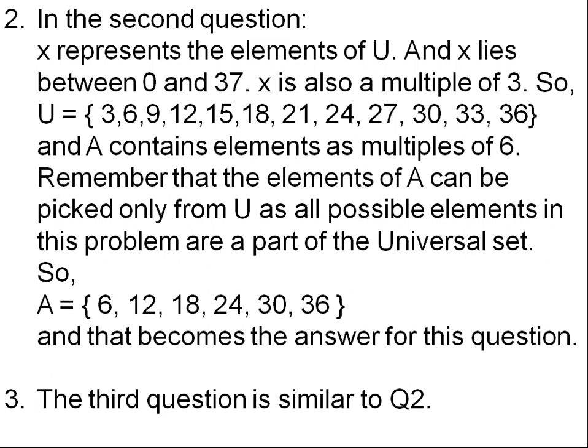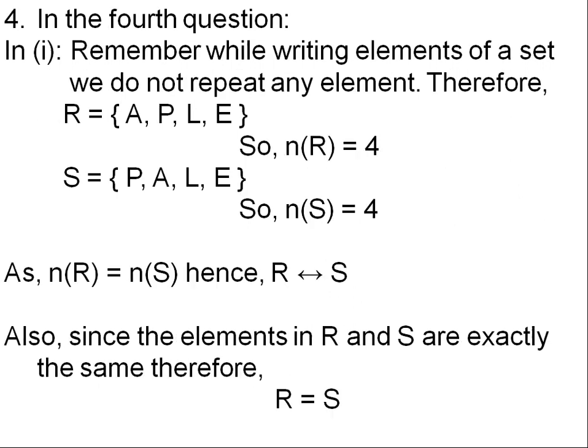Now A contains elements as multiple of 6. Remember that the elements of A can be picked only from the universal set. Why so? Because universal set contains all the possible elements for the given problem. So A will be equal to within curly brackets 6, 12, 18, 24, 30, 36. We cannot go beyond 36 because that is the end limit of universal set, and here the elements have to be the multiples of 6. So that is the possible answer for this question. Question number 3 is very similar to question number 2, so you should be able to attempt it.